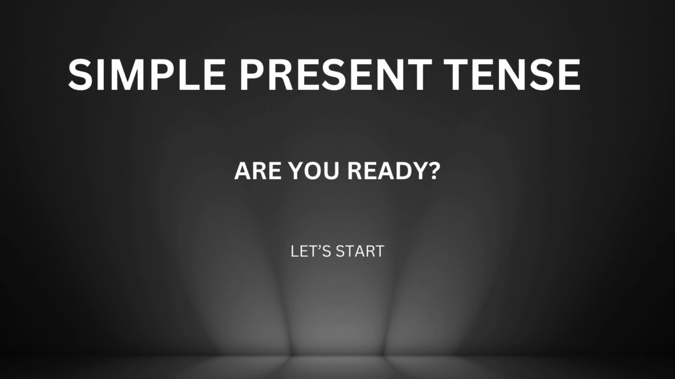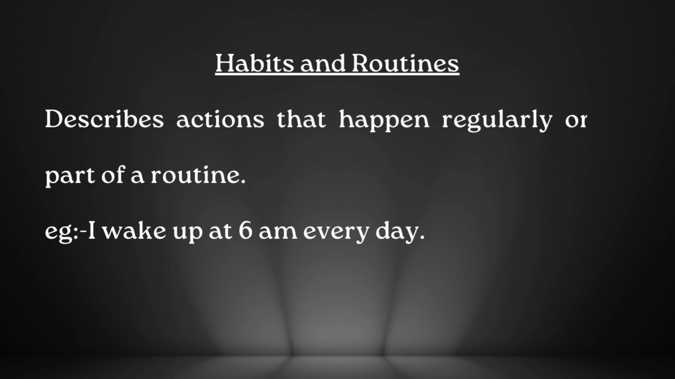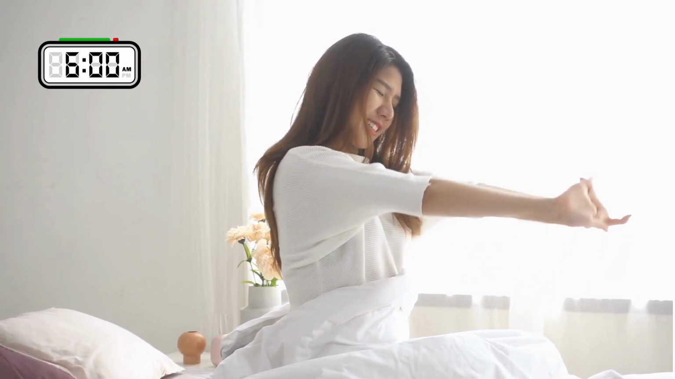Let's jump in. First up, we use the simple present tense to describe habits and routines. This is when you talk about things you do regularly or as part of your daily routine. For example, I wake up at 6 a.m. every day. It's something you do habitually.